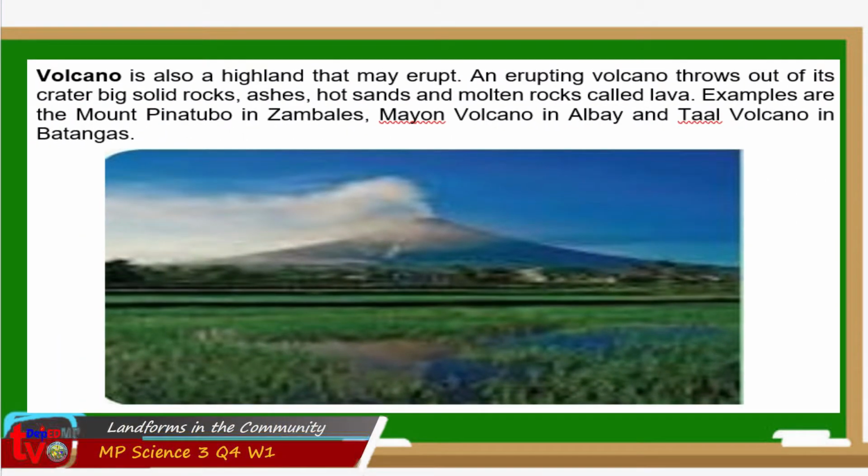Volcano is also a highland that may erupt. An erupting volcano throws out of its crater big solid rocks, ashes, hot sands, and molten rocks called lava. Examples are the Mount Pinatubo in Zambales, Mayon Volcano in Albay, and Taal Volcano in Batangas.